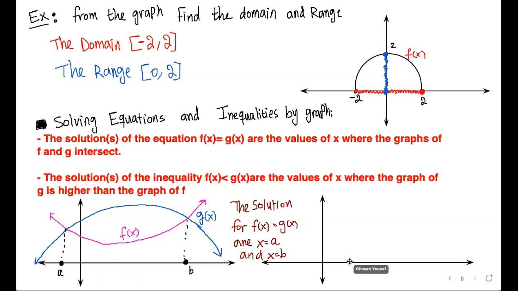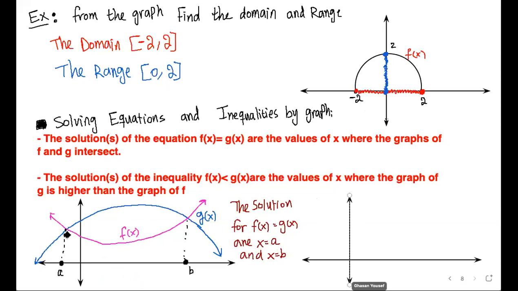Makes sense? Any question for the first one? How to find the solution for when both functions are equal? You're looking for the intersect. Then you're looking for the x values. Okay?